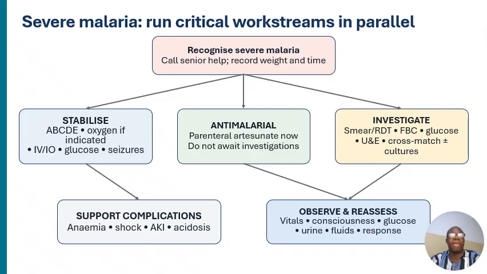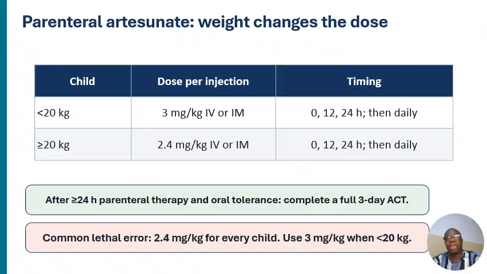So, the time-critical drug in that parallel response is parenteral artesunate. So let us dose the child accurately and promptly. Now, parenteral artesunate is the key drug for treatment of severe malaria cases. This is a dosing point that you must be exact about, as demonstrated on this slide. Children weighing less than 20 kilograms receive artesunate 3 milligrams per kg per dose. Children weighing 20 kilograms or more receive 2.4 milligrams per kg per dose.